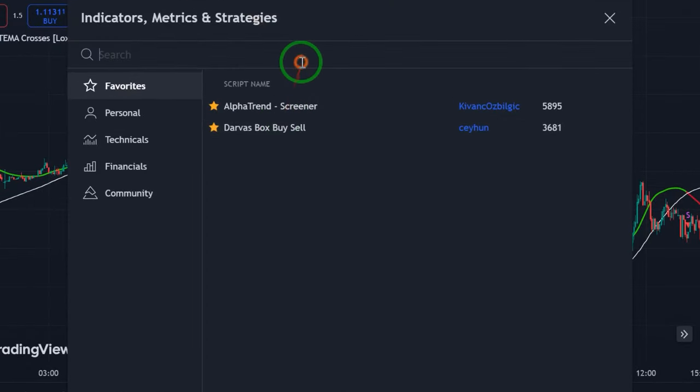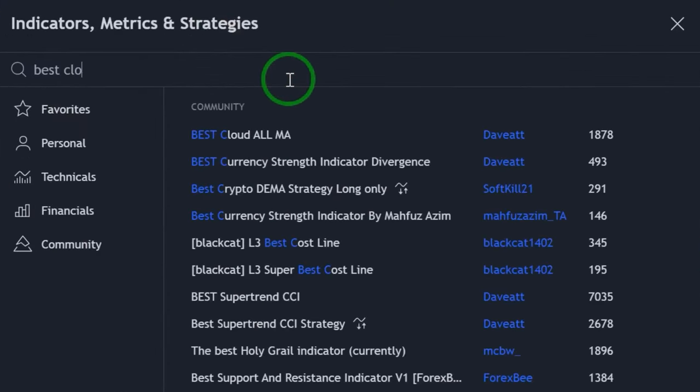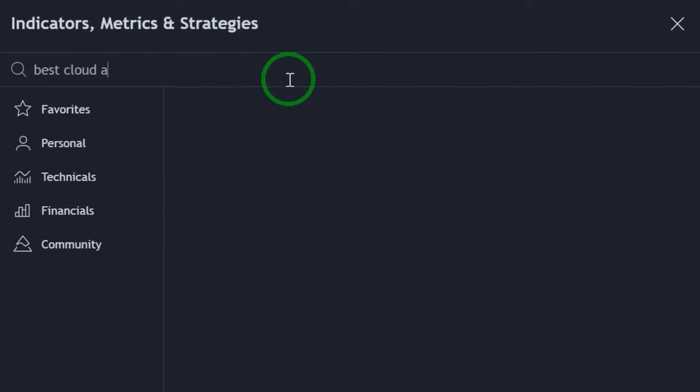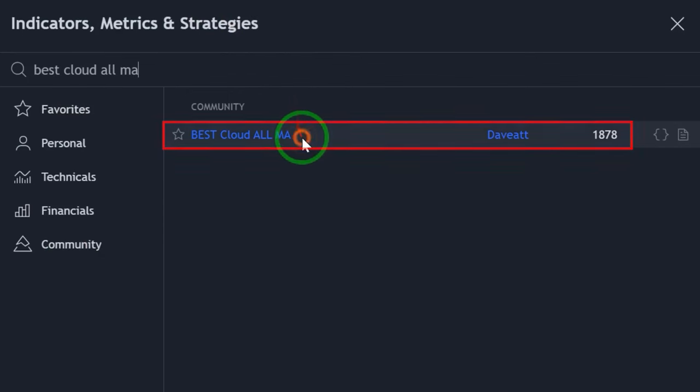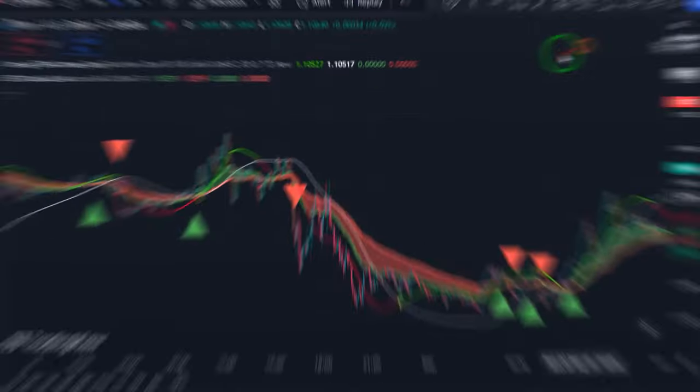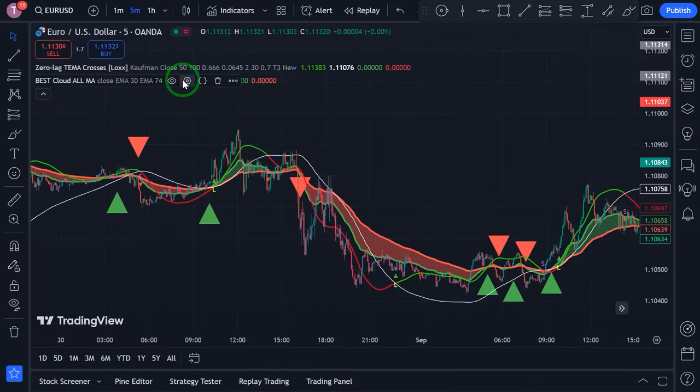Therefore, to increase the win rate and reduce these errors, we need to add a second indicator to the chart. For this, simply type Best Cloud All MA into the search box. Now we need to find it and add it to our chart. After that, we should enter its settings and make the changes you see.